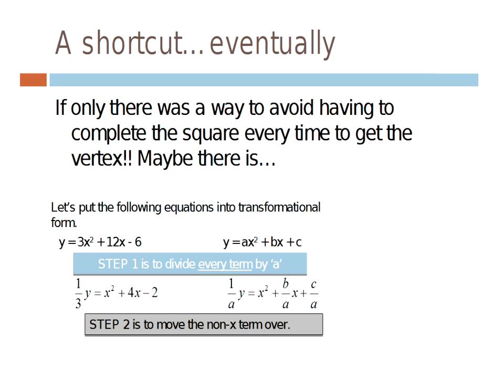Now I'm going to move the non-x term over. I'm going to add 2 to both sides here, and then with this one, the non-x term is a positive c over a. And so what I'm going to do to move that over is subtract c over a from both sides.